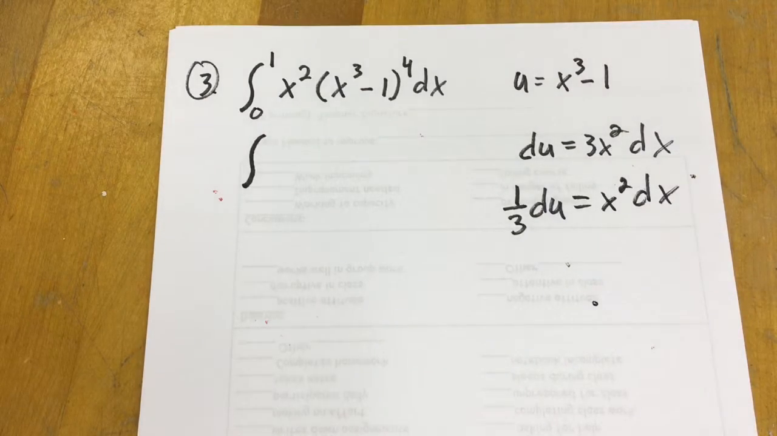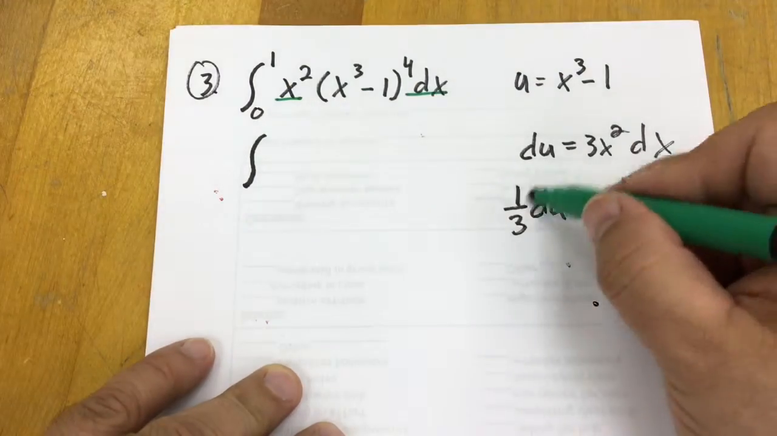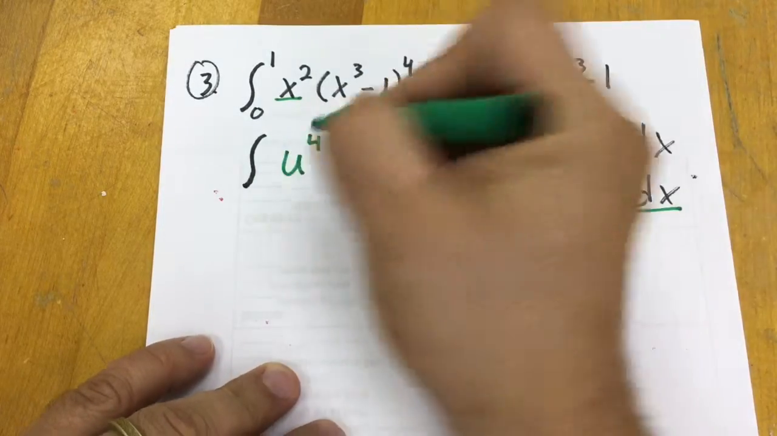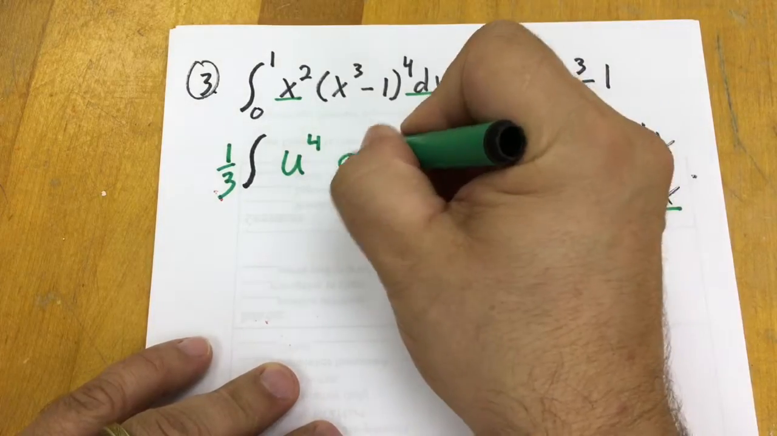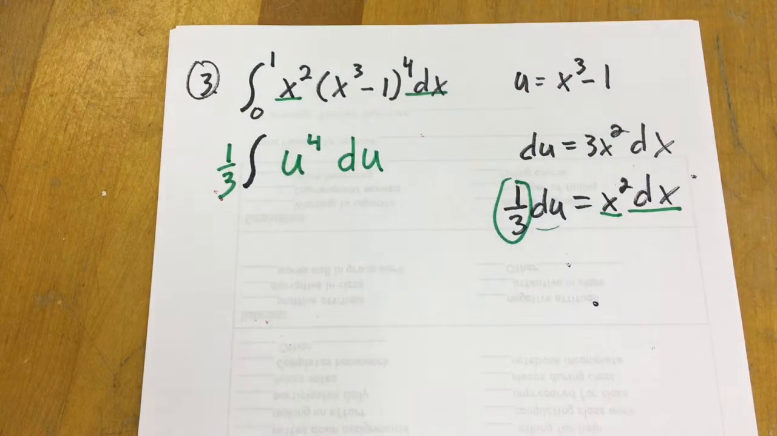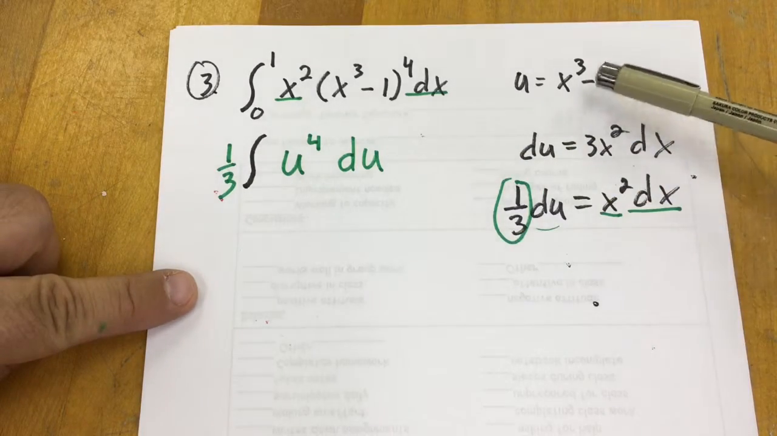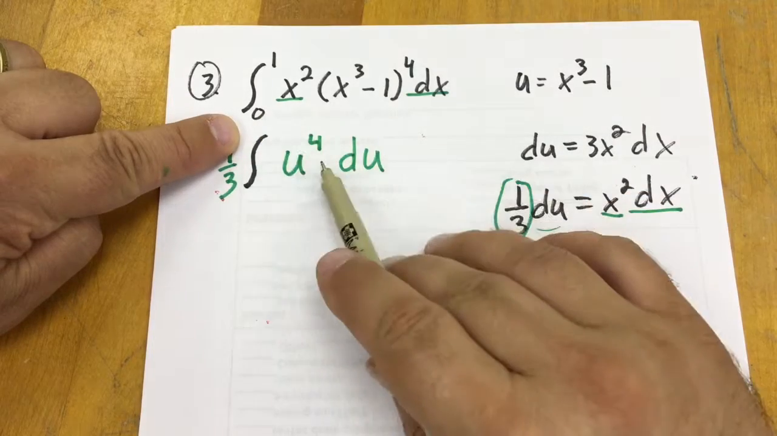And notice, I will replace that x squared dx with a du. So I'm going to put u over here to the fourth with a 1/3 out in front, because I have this 1/3 out in front, of du. Doing everything I'm supposed to here. Now, I can go ahead and find the antiderivative of this and then plug that x cubed minus 1 back in, or I can rewrite the integral in terms of u.